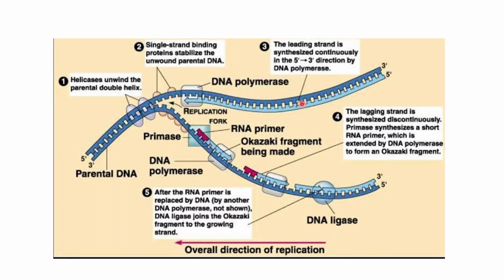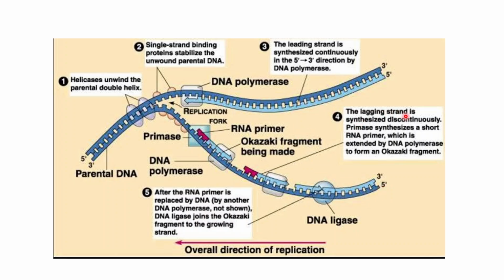If it is synthesized continuously, it is known as the leading strand. In the case of the leading strand, it will be synthesized from the strand of 3 prime to 5 prime. Okay, and here it will be synthesized continuously, so it is known as a leading strand. And this will be synthesized with the help of the enzyme DNA polymerase.